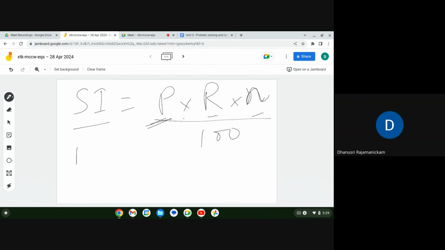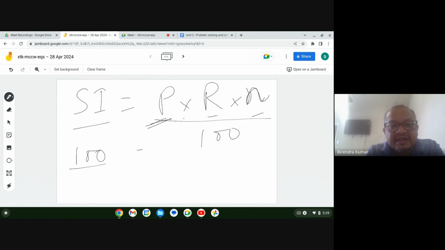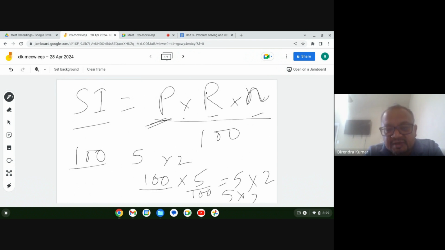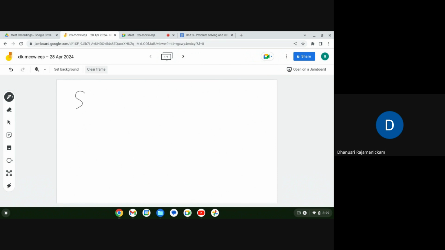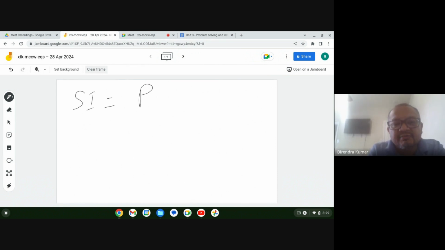If I have $100 deposited in the bank and they are giving me 5% interest, and if I keep it for 2 years, first year I am earning 100 into 5 by 100. That is $5. If I'm keeping it for 2 years, I'm earning 5 into 2. If I'm keeping it for 3 years, I'm earning 5 into 3. So this is the same thing: principal amount, rate of interest, into years. This is the formula that you can relate to. So simple interest will be equal to principal amount multiplied by the rate of interest multiplied by the number of years divided by 100.